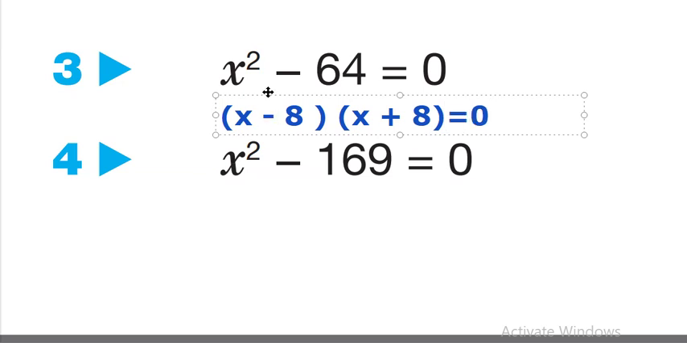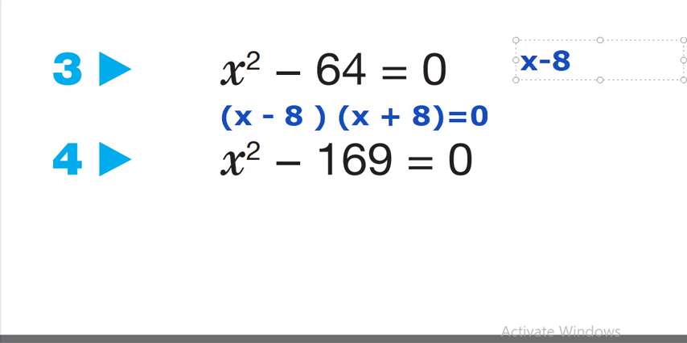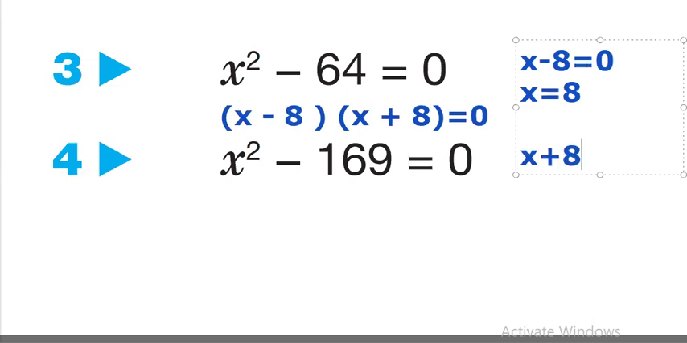And then in solving, you say this one equals 0. So you say x minus 8 equals 0. You take the 8 to the other side, so x equals 8. That's the first part. Second part, which is this one, x plus 8 equals 0. You take the 8 to the other side, so x equals negative 8. And these are the two answers for this question.